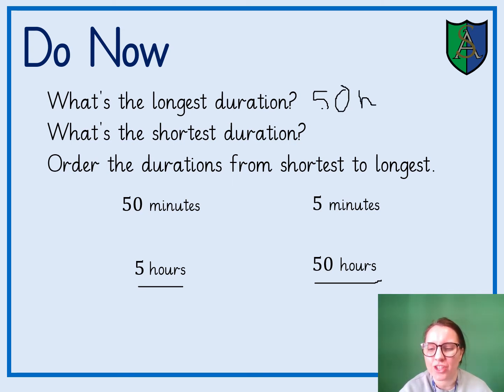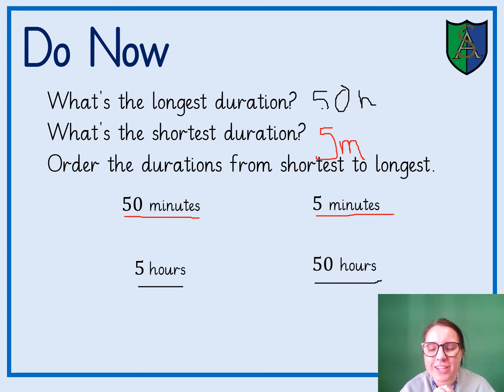So I'm going to go ahead and write that in, 50 hours. So I'm just going to write H for short there and M for minutes. What is the shortest duration? Well, we know now that we don't need to look at the hours because minutes are shorter than hours. So I'm going to go ahead and underline both of those. So we've got 50 minutes and 5 minutes. So which one is shorter? Which one's less? Would you rather do 50 minutes of homework or 5 minutes of homework? I know which one I'd rather do. Excellent. 5 minutes is the shorter one. Brilliant. Oh, my 5 is a bit crazy today.